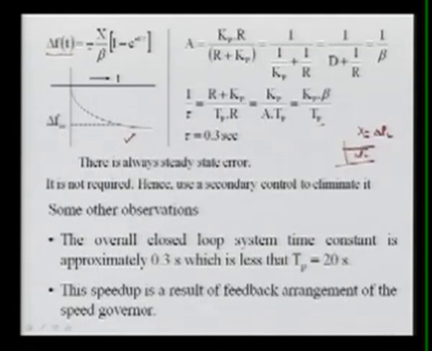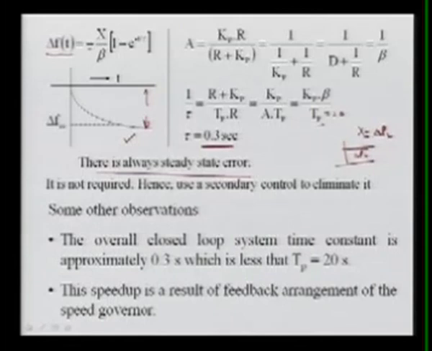Now you can see the time constant of this whole response is 0.3 second. This 3 seconds we considered when TP was 20 seconds in the previous example. In lecture 2 I considered one example. For that case, if you consider your R, Kp, D and TP, then we get the time constant approximately 3 seconds. We can observe from here that there is always a steady state error.